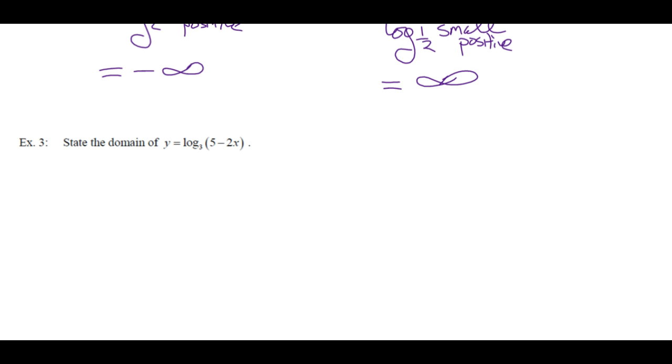Okay, so I know logs. I know you cannot take the log of a negative, nor can you take the log of 0. So using some knowledge of logs, we know that 5 minus 2x must be greater than 0.